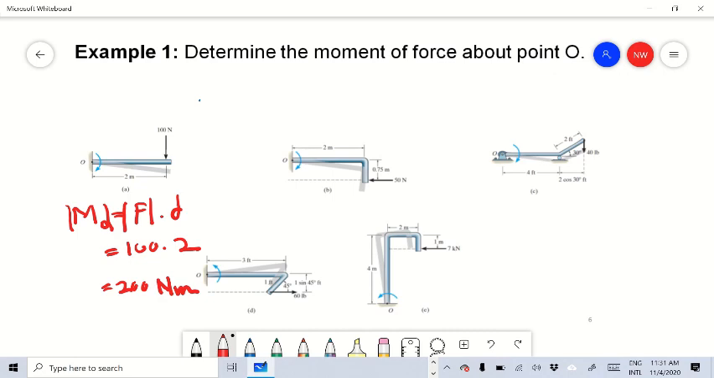So what is the rotation of this movement about this point? If you use the right hand rule, the axis of rotation is towards the board or towards this point, and the sense of the rotation is in this direction. So we can denote this as 200 Newton meters in this direction.